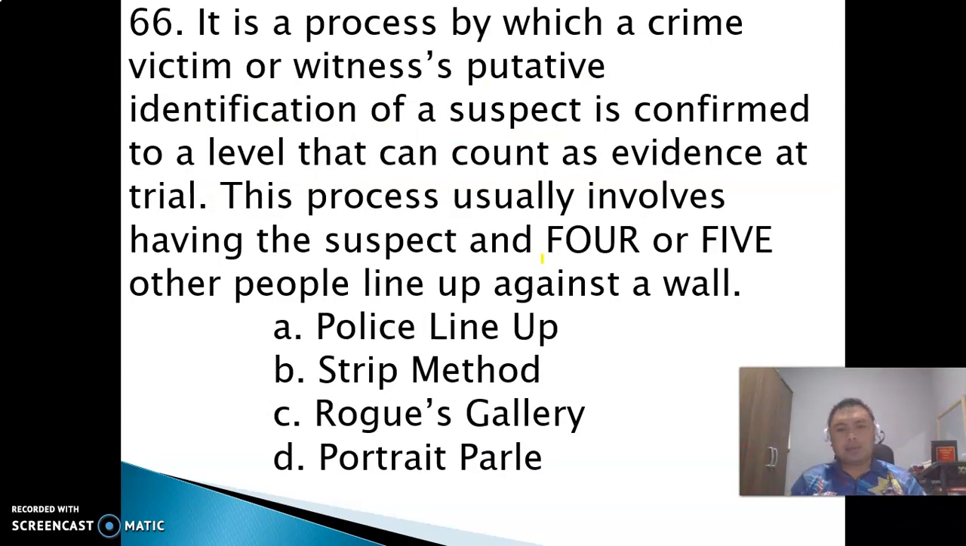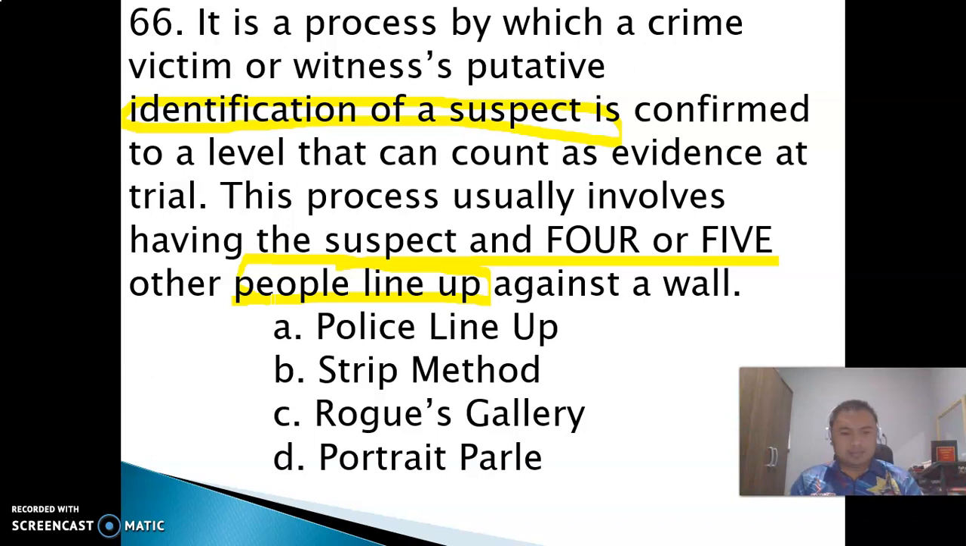66. It is the process by which a crime victim or witness's putative identification of a suspect is confirmed to the level that can count as evidence at trial. The process usually involves having the suspect and four or five other people lined up against the wall. Okay? So, ito yung for purposes of identification of suspect. And usually, this process involves the suspect and the four or five others lining up against the wall.